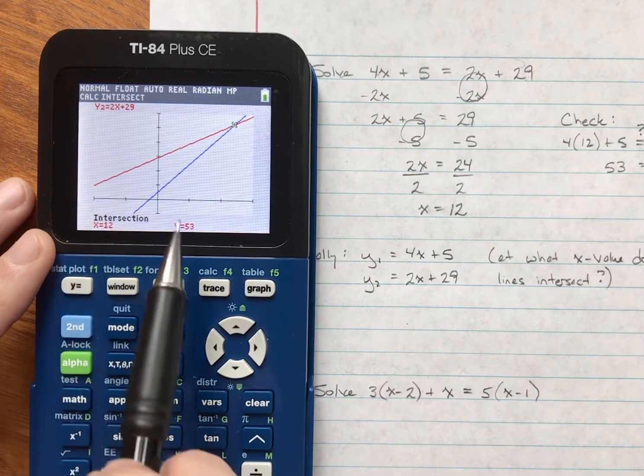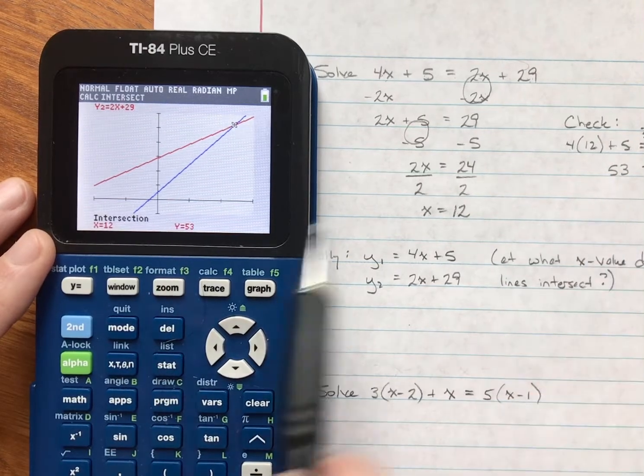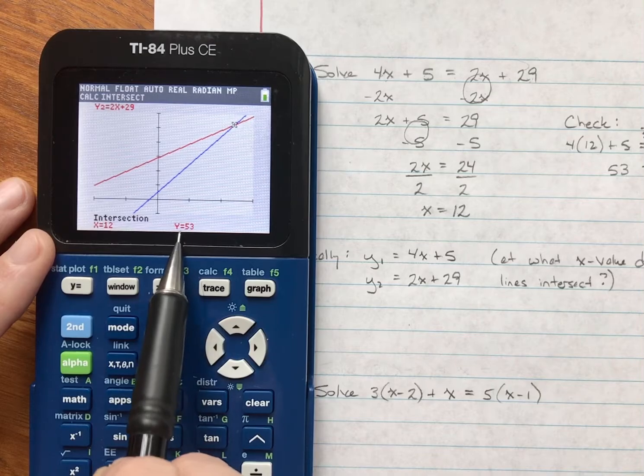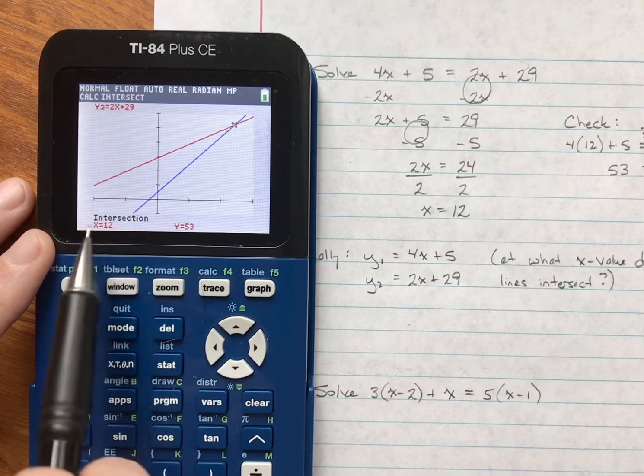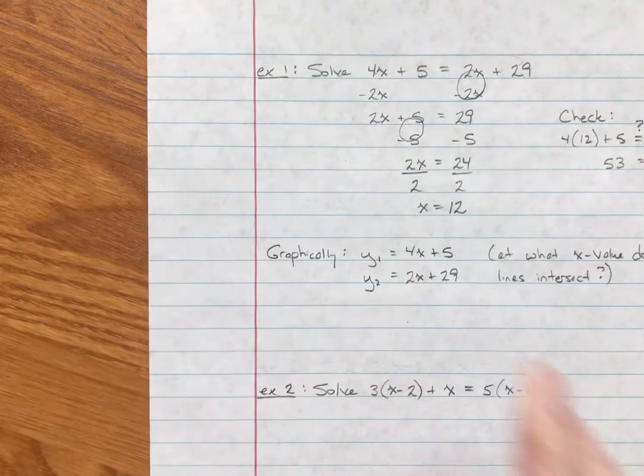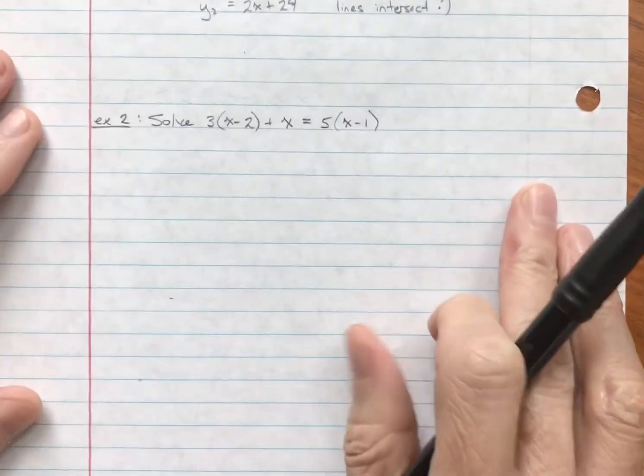So we intersect at 12. And there's our 53, which we came up with here. It intersects when x is 12. These two lines have the same y value. That is the solution to this equation. Okay, let's take a look at a second example.